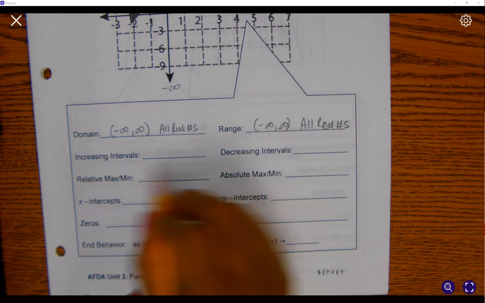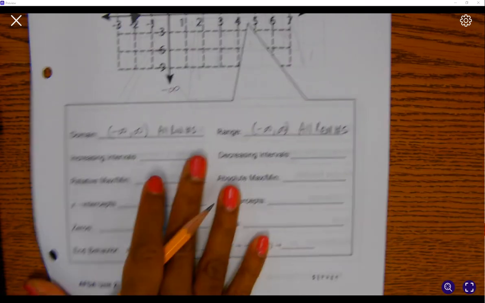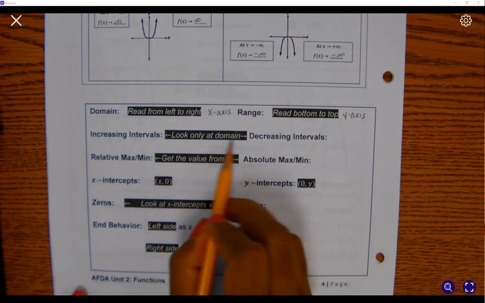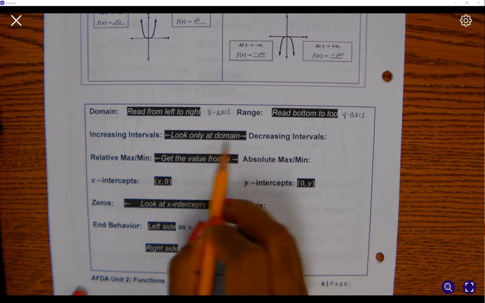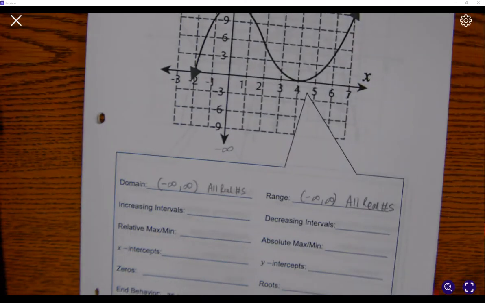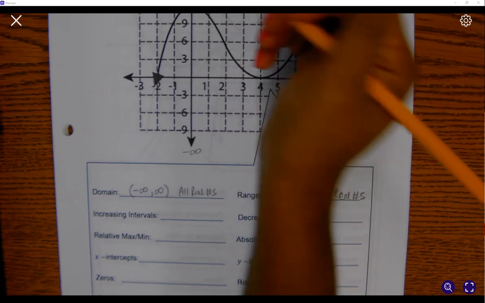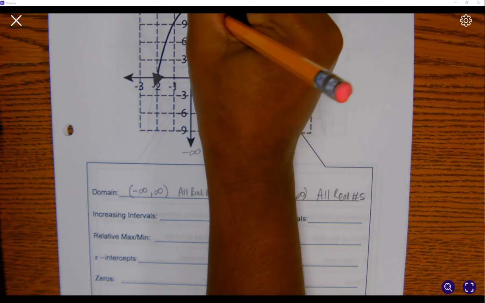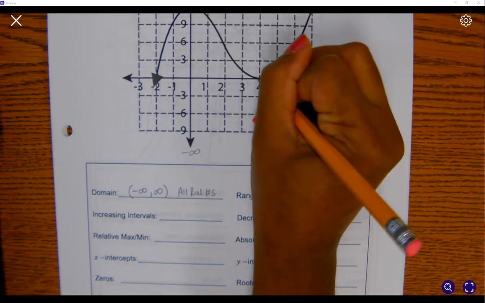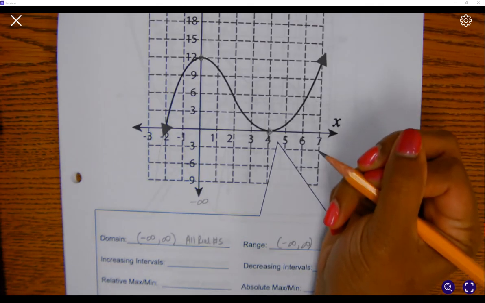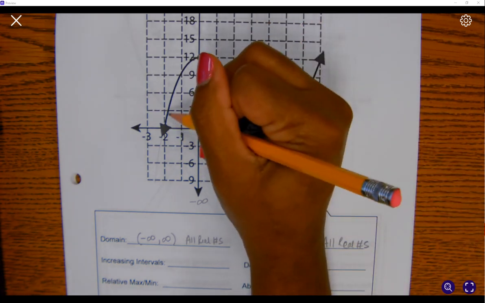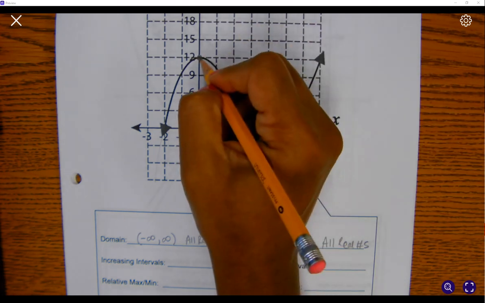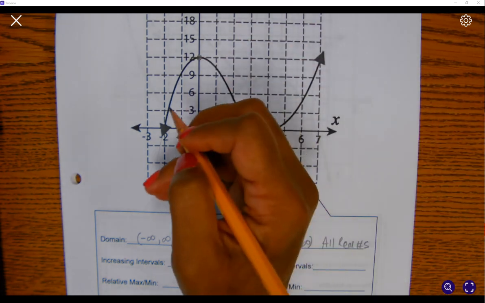All right, increasing and decreasing. So for increasing and decreasing, we first of all only look at the domain, meaning we only look at the x-axis. That's where we get our numbers from. And then the first thing I like to do is look at the turning points or critical points, or hills and valleys. So I'm going to put a point right here, and a point right here, because that's where my function is changing directions, going from increasing to decreasing or vice versa. Okay, so right here, let's start from the left.